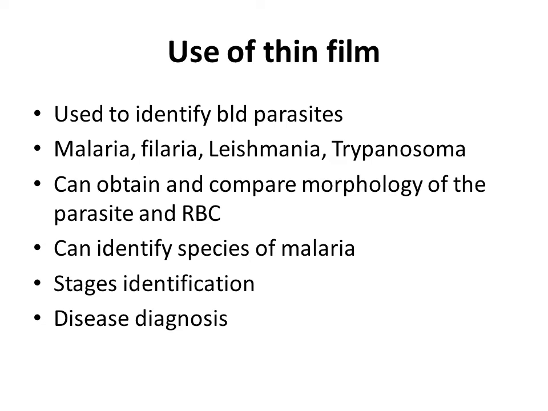For example, in the case of malaria, Plasmodium falciparum is more severe compared with the other three species, because Plasmodium falciparum affects the brain and causes cerebral malaria, which can lead to death also. So we have to identify the species and we can find out the disease condition also.